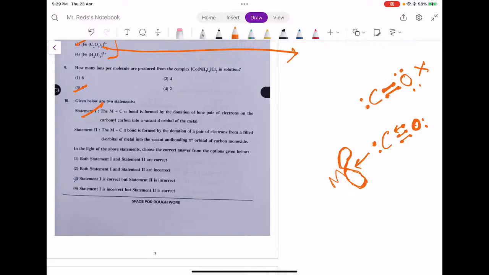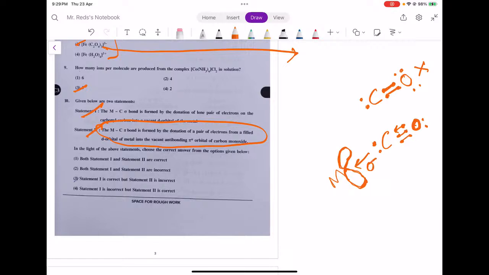Go to the second statement. M-C pi bond is formed by the donation of a pair of electrons from the filled d orbital of the metal into the vacant antibonding pi star orbital of carbon monoxide. Statement 2 is also correct. This statement explains back bonding in carbonyl complex compounds, or the synergetic effect of carbonyl compounds. Here the sigma bond is here.